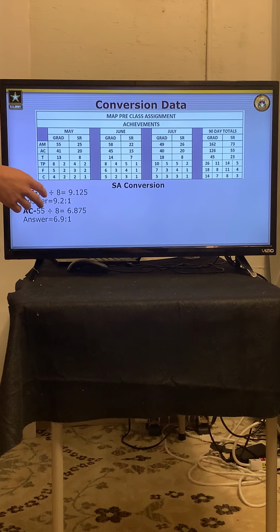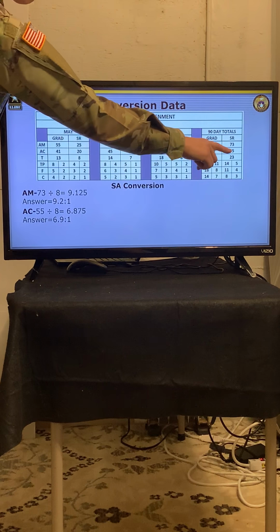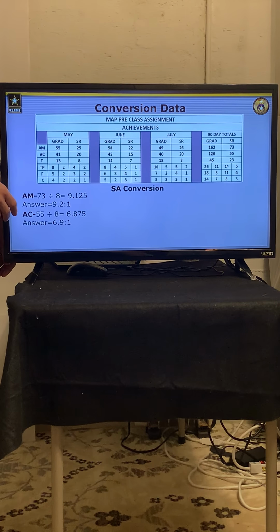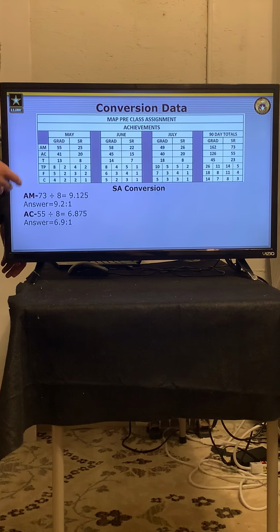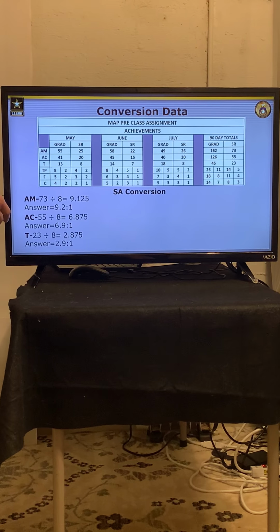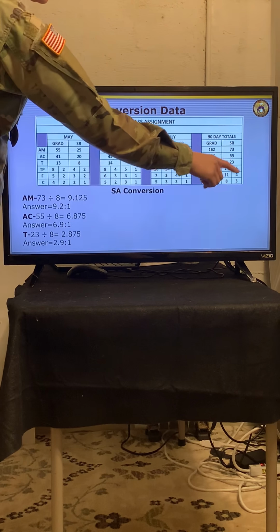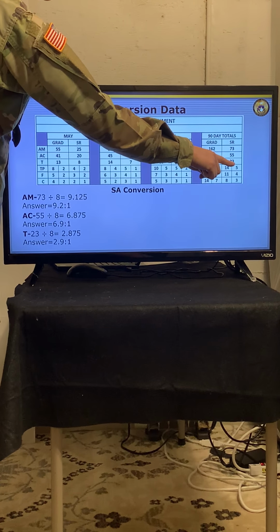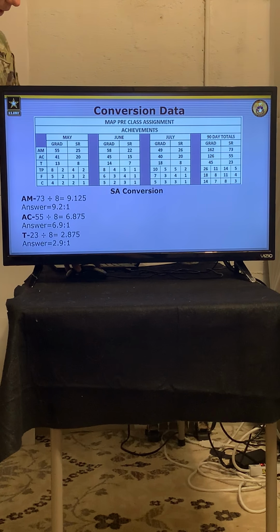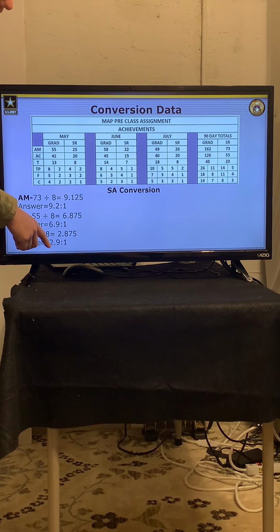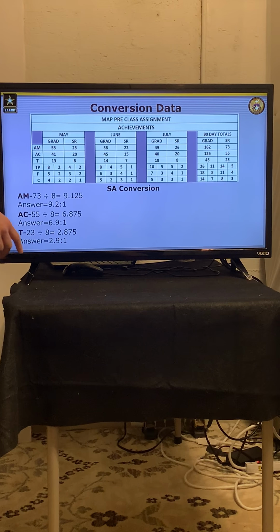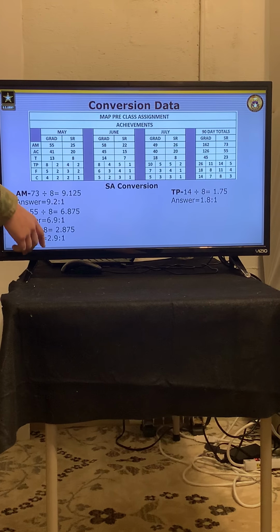For our appointment conducts, we take that 5.5 and divide it by 8. Our calculator says it's 6.875, which we round to 6.9 to the ratio of 1. Next, we have our test. We had 23 senior tests, giving us 8 contracts. 23 divided by 8 gave us 2.875, rounding that to 2.9 to the ratio of 1.